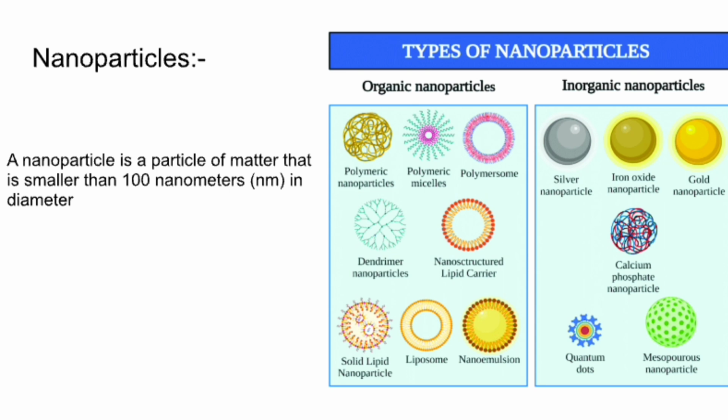polymersomes, dendrimer nanoparticles, nanostructured lipid carriers, solid lipid nanoparticles, liposomes, nanoemulsion. These are some examples of organic nanoparticles. Next is inorganic nanoparticles. These are silver nanoparticles, iron oxide nanoparticles, gold nanoparticles, calcium phosphate nanoparticles, quantum dots, and mesoporous nanoparticles. These are the types of nanoparticles having various uses in industries.